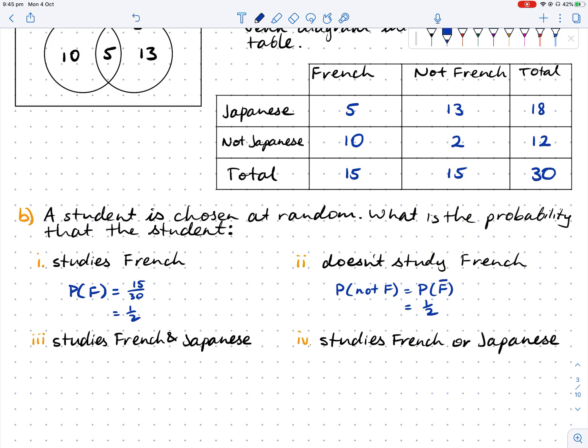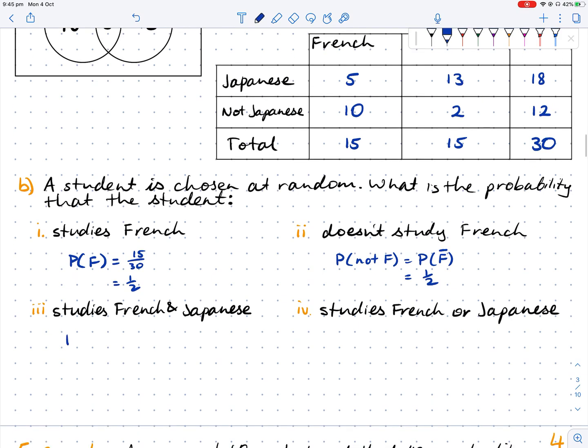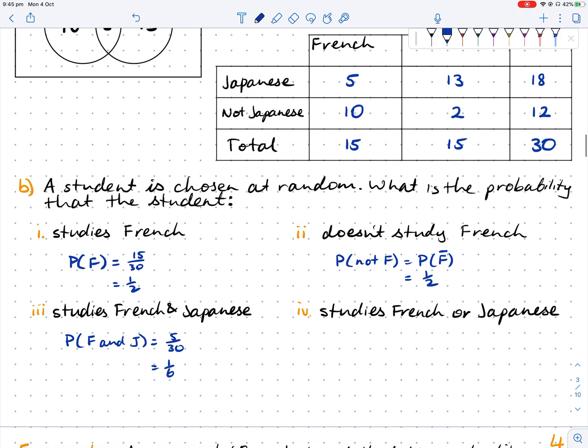Part 3, what is the probability that a student studies French and Japanese? We want someone who studies both languages, and that's those 5 people out of 30. So the probability of French and Japanese is 5 out of 30, which gives us 1 over 6.